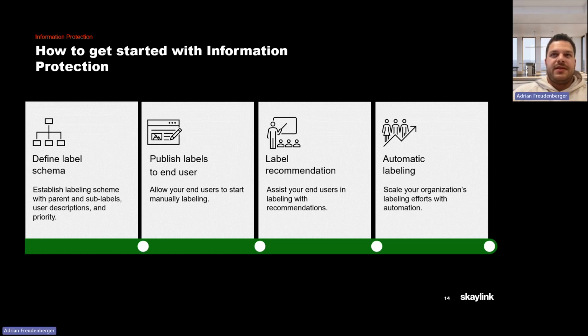Okay, third step here is then try automatic labeling with recommendations. What this does is this recommends the user a label which fits best for the document and saves you a lot of training effort. But you need to make sure that your sensitive information types are well configured. Okay, last part here is then automatic labeling. So it's called automatic labeling for your data at rest. So this is the last step on a possible journey.